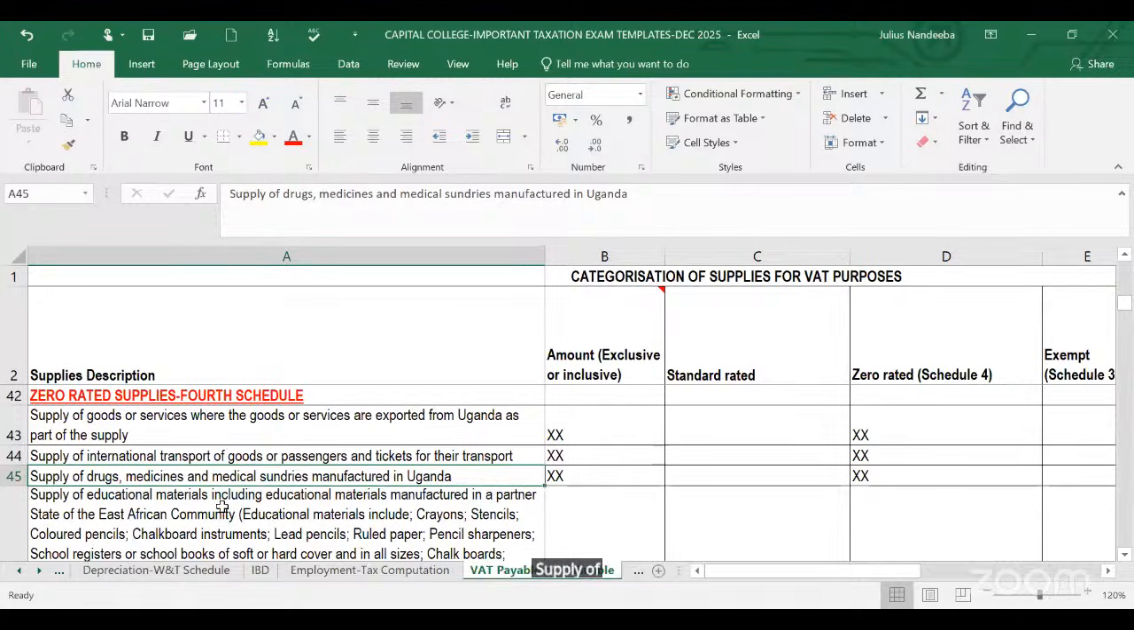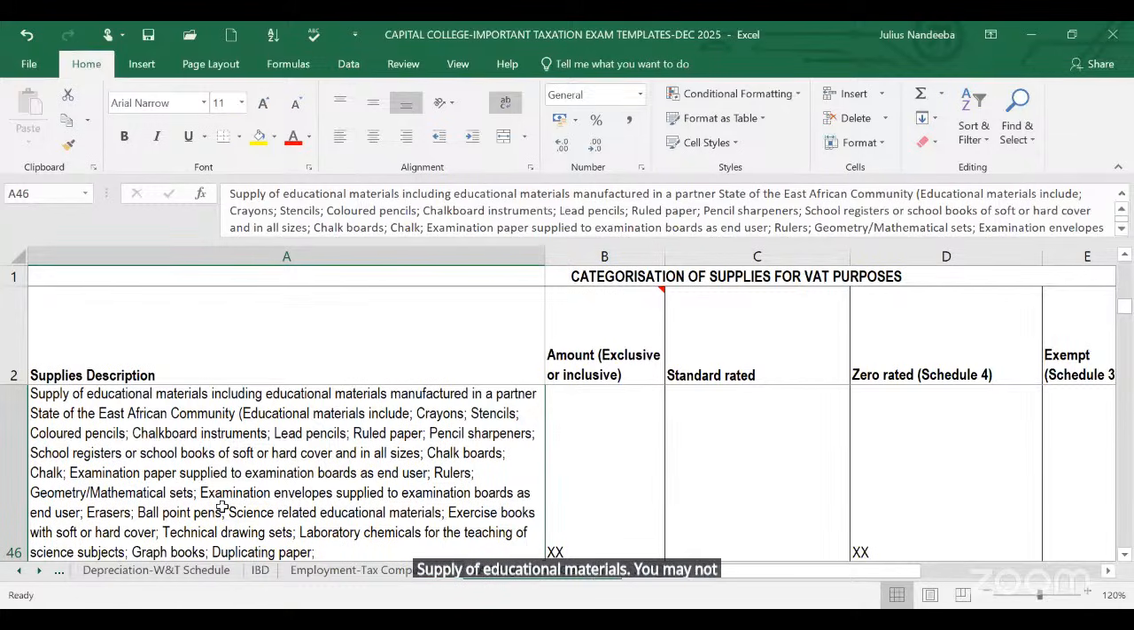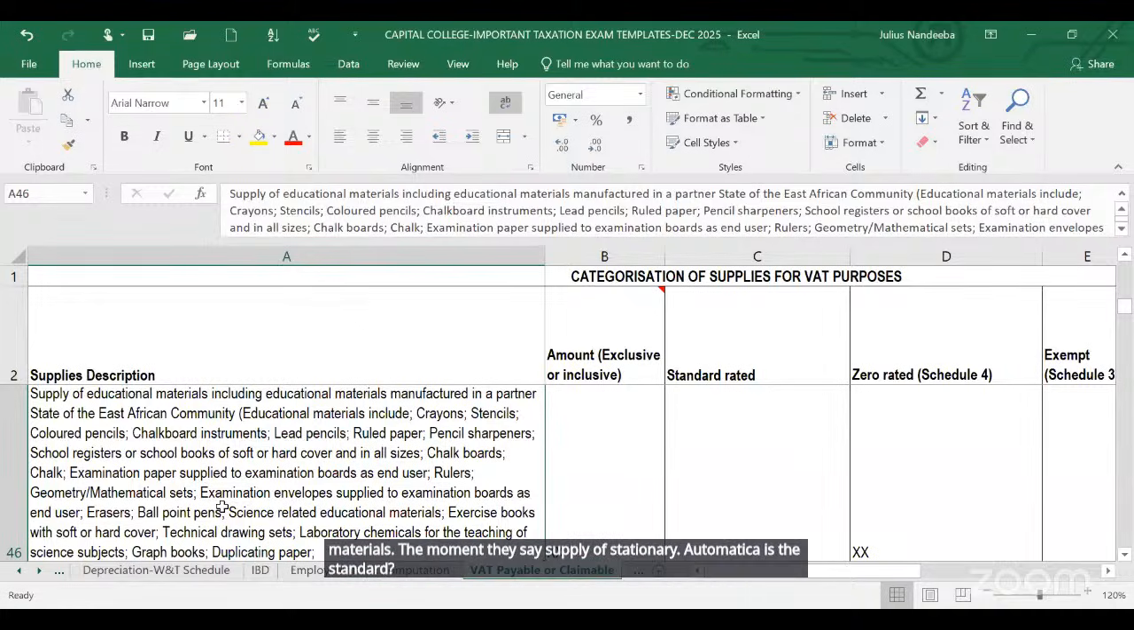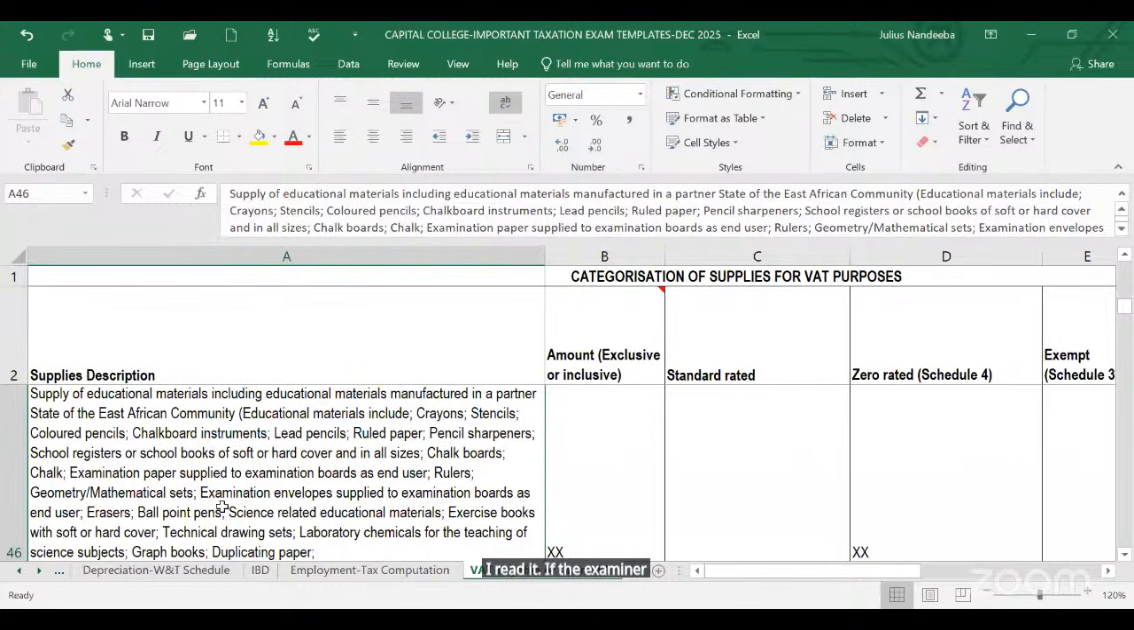Supply of educational materials. You may not survive this one. Because examiners know that students think that stationery is educational materials. Ladies and gentlemen, stationery is not educational materials. The moment they say supply of stationery, automatically it is standard rated. If the examiner tells you that this is an educational material, then it becomes zero rated. If the examiner wants to be hard on you, he picks one of the items which are educational materials and brings them. So you must know, out of the stationery items, which ones qualify as educational materials.